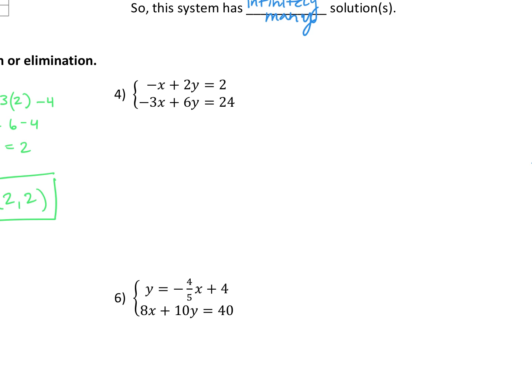So if we take a look at the equation, do we want to eliminate the x's or do we want to eliminate the y's? Honestly, it doesn't matter. Maybe we'll eliminate the x's.